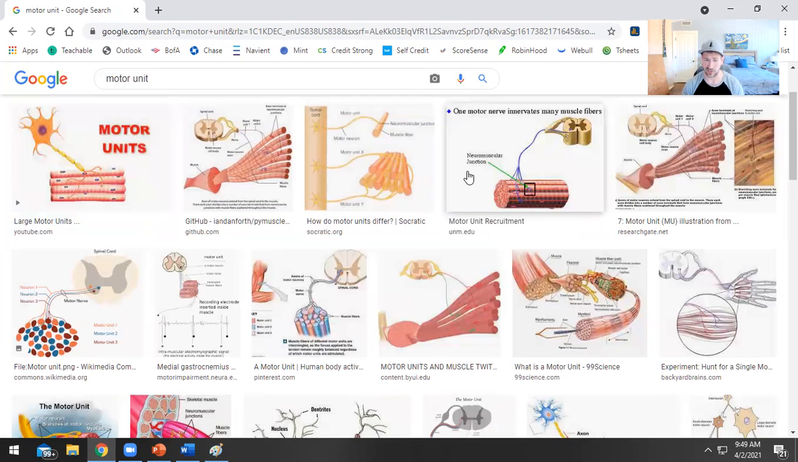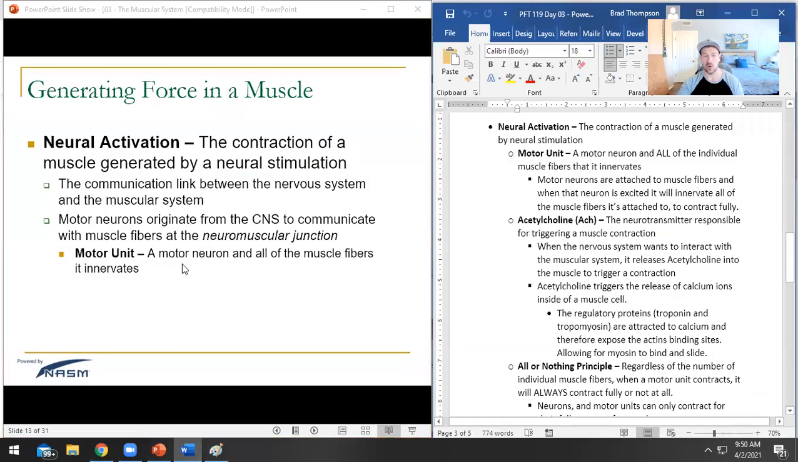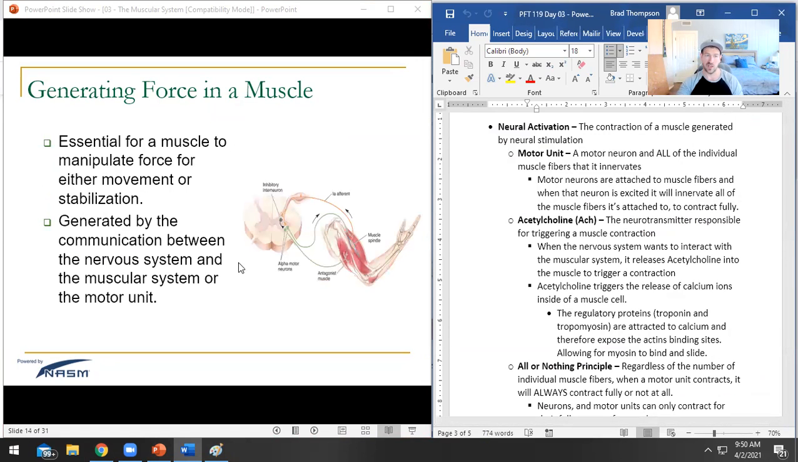Not exactly a strong contraction. But your glutes, which are huge, that's the moneymaker, that is making really big, strong contractions. You've got thousands of motor units firing simultaneously to create these really big, powerful contractions. So a motor unit is one neuron and then all the fibers that it's attached to. Motor neurons are attached to muscle fibers, and when that neuron's excited, it will innervate all of the muscle fibers, and those muscle fibers will all contract fully.